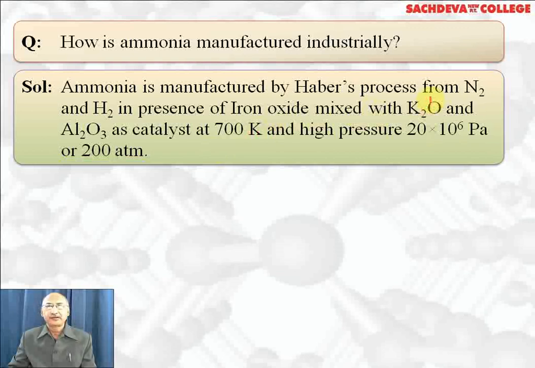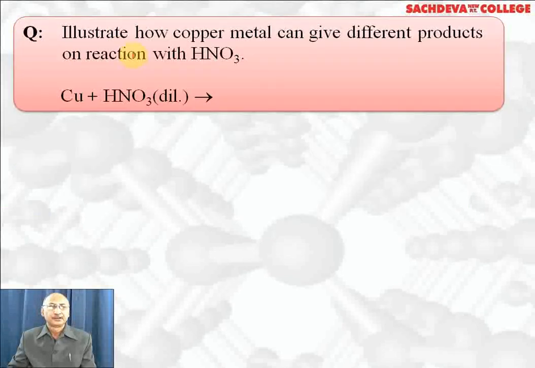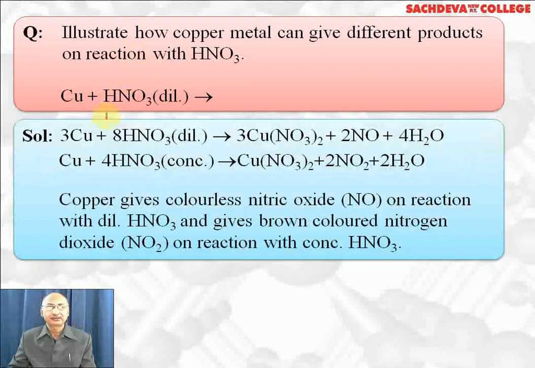Nitrogen is obtained from air by fractional distillation of liquid air, and hydrogen is suitably obtained from heavy water production plant. This is the reaction which is taking place. N2 gas plus 3H2 gas at 700 Kelvin gives 2 moles of ammonia using catalyst and high pressure of 200 atmosphere. Next question, illustrate how copper metal can give different products on reaction with HNO3.